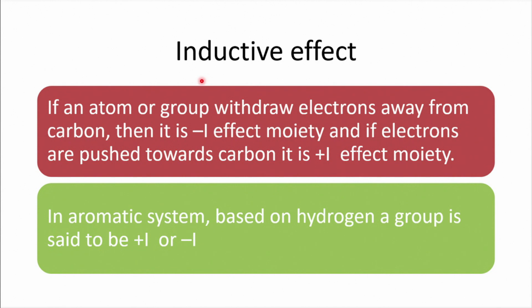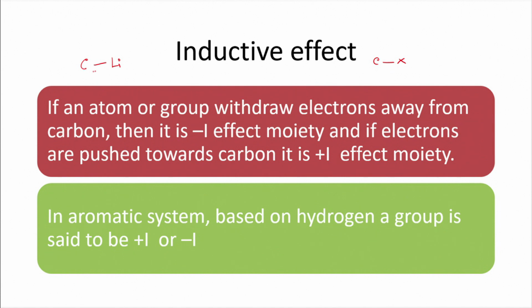Here what we look at is basically the inductive effect in aromatic systems. So, if an atom or a group withdraws electrons away from the carbon, then it is called a minus I effect moiety, and if it pushes electrons towards the carbon, it is called a plus I effect moiety. So, like the previous one, let us take a carbon and a lithium, and a carbon and a halogen. Now which is going to be a plus I effect group and which is going to be a minus I effect group, you can actually identify.